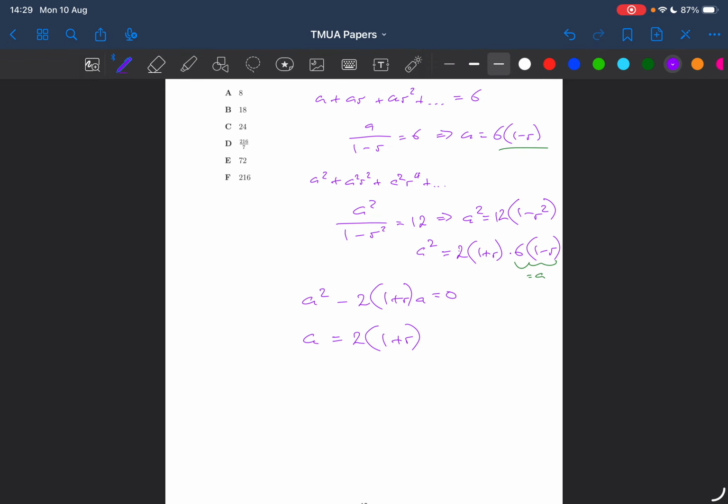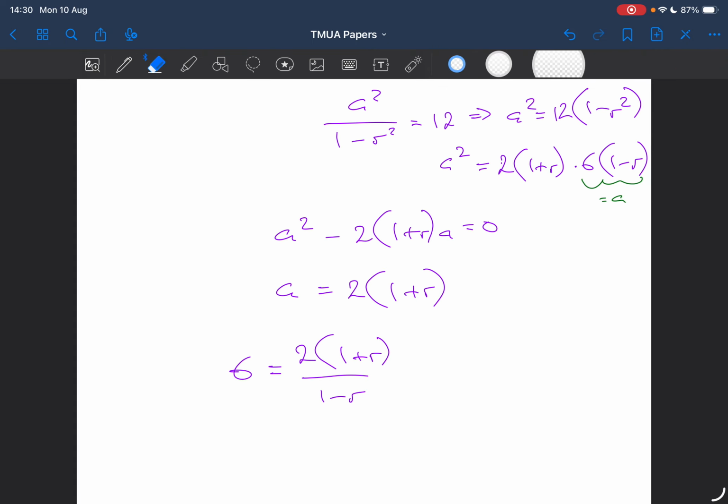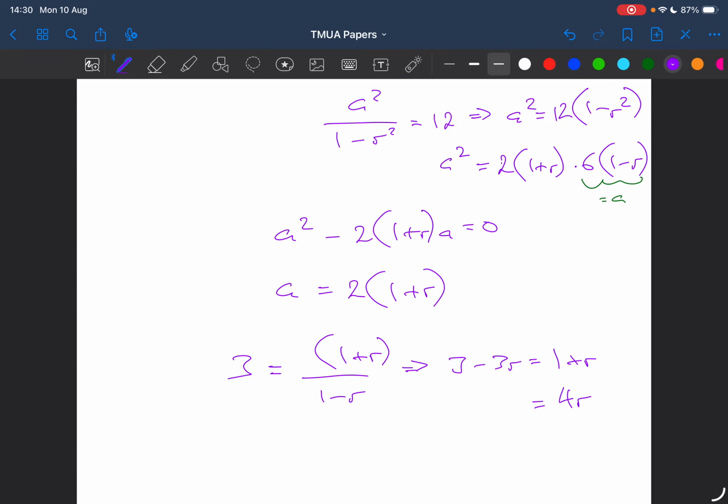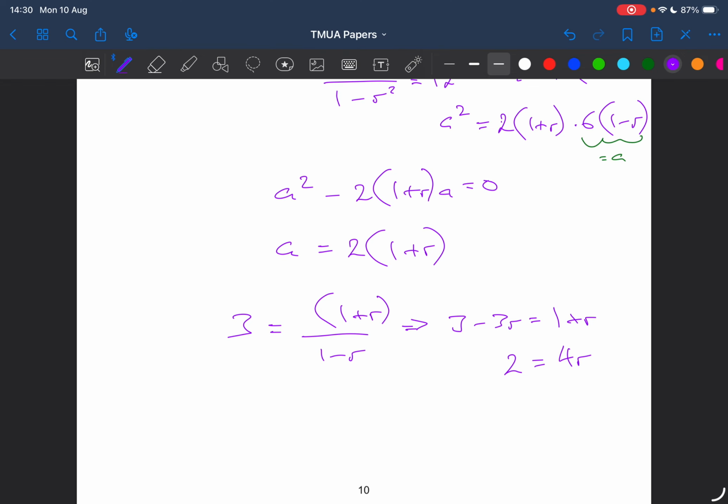So doing that, what do we end up with? We'll have that 6 is equal to 2 lots of 1 plus r over 1 minus r. So we can divide that off, we'll have a 3 instead of a 2. So expanding some bits up, we'll have 3 minus 3r is equal to 1 plus r. Add those 3r's over, we get a 4r. Take that one away, we get a 2. Divide by the 4, we will have r as a half.